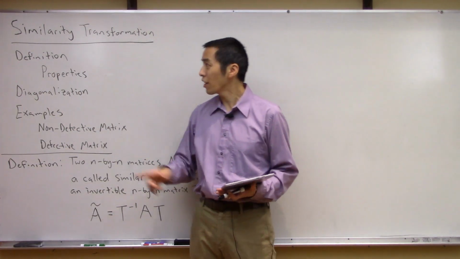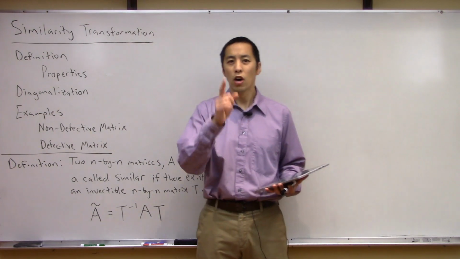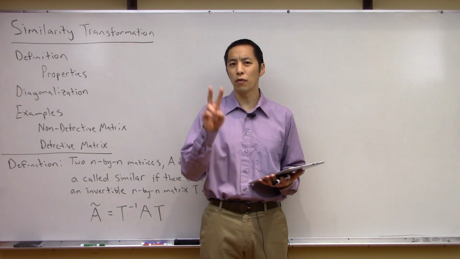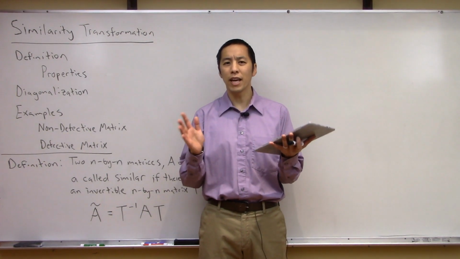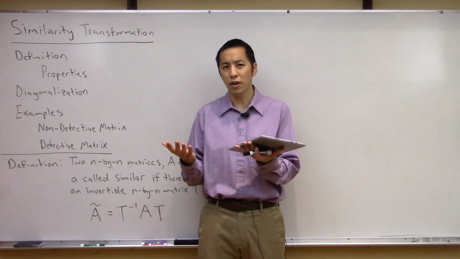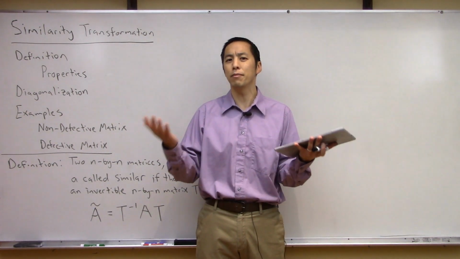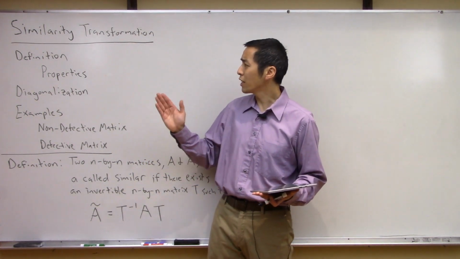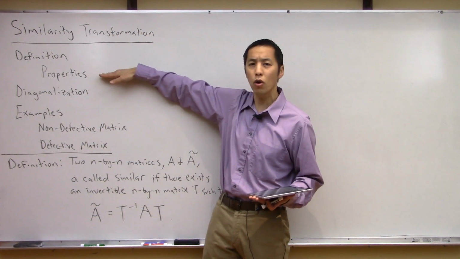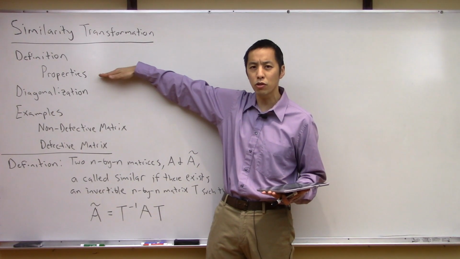So today I'd like to talk about similarity transformations. Within the context of linear algebra, we're going to see that similarity transformations involve two matrices which are related to one another. They're somewhat close and they share some properties, and therefore, as the name suggests, they're similar to one another. So what I'd like to do today is go over the definition of a similarity transformation and then go over some of the properties that these matrices share.